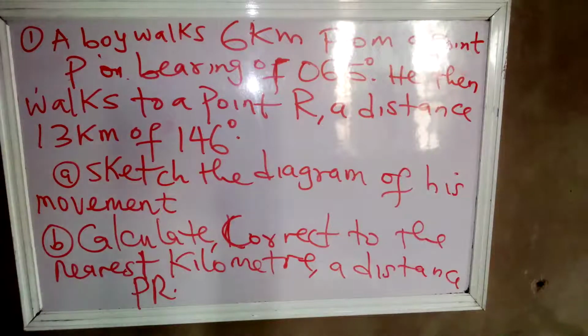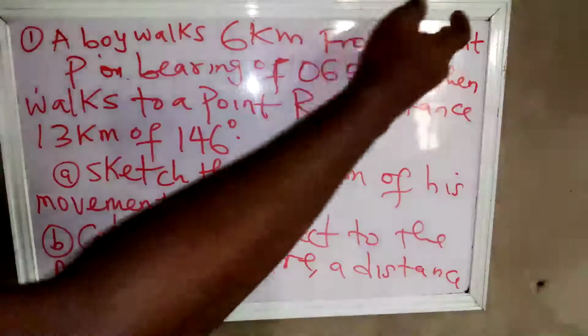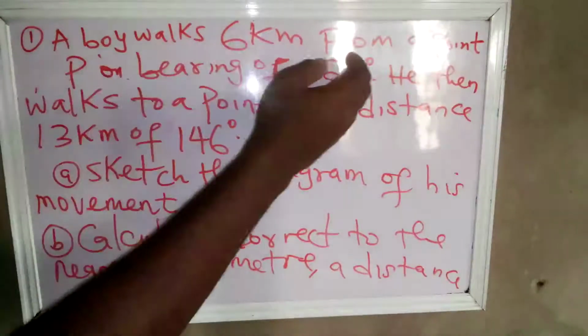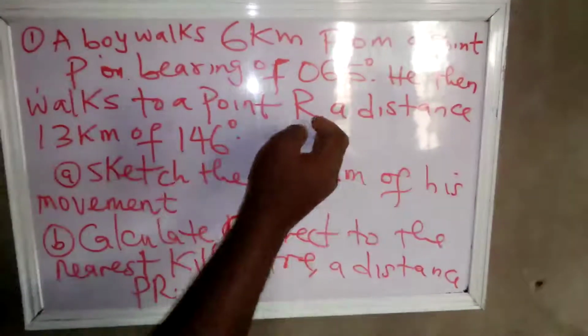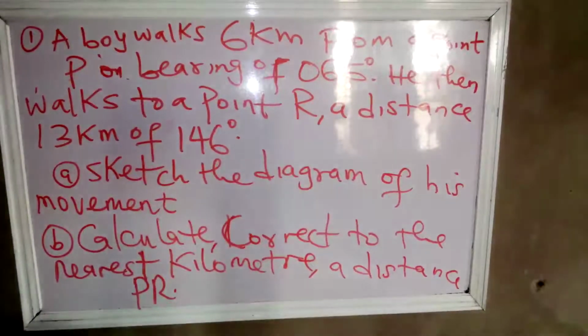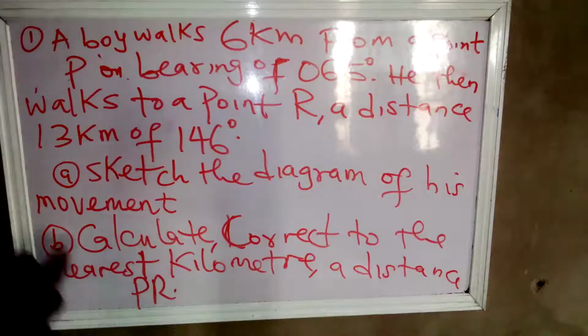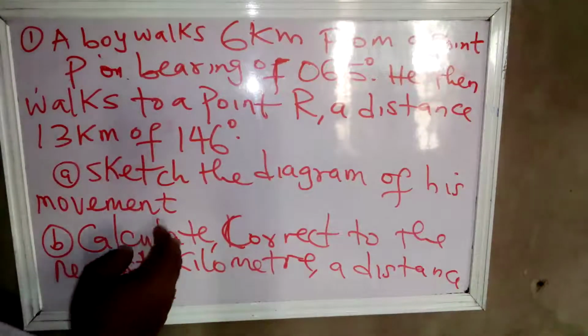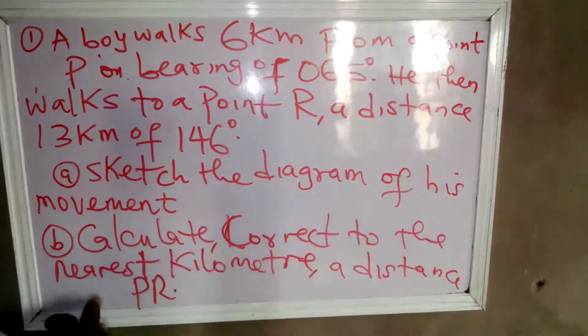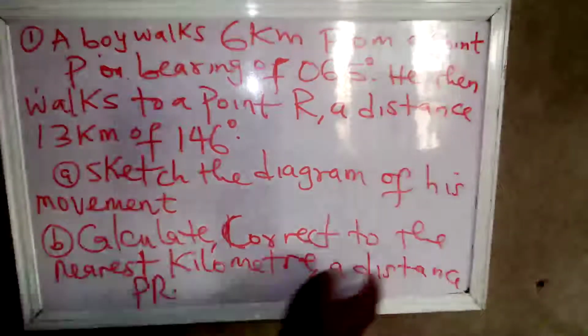Let me go over it again. A boy walks 6 kilometers from a point P on a bearing of 65 degrees. He then walks to a point R, a distance of 13 kilometers on a bearing of 146 degrees. A. Sketch the diagram of his movement. B. Calculate, correct to the nearest kilometer, the distance PR.